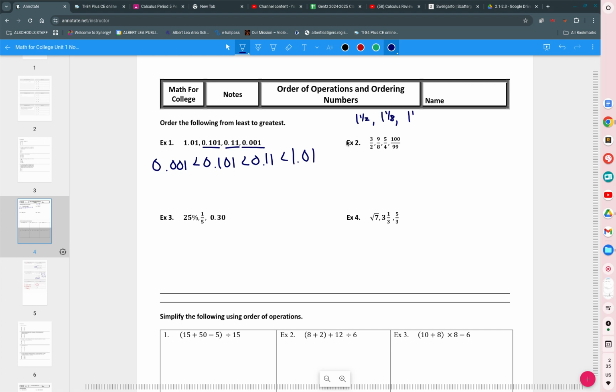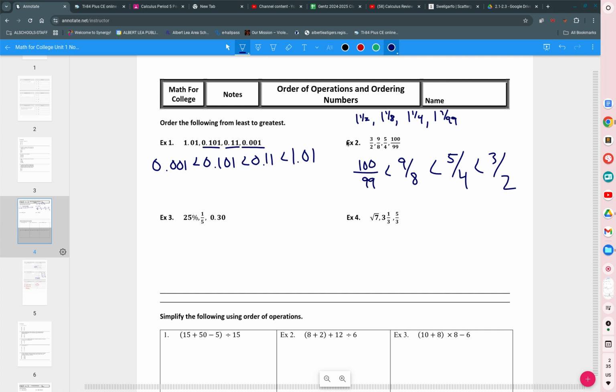5/4 is the same as 1 1/4. And 100 over 99 is the same as 1 1/99. So when you express it as a mixed number, it becomes easier to determine what's bigger and what's smaller. And so that's really what the question is asking within the practice test. It's asking you to understand how to convert it back and forth, and to be able to do it relatively quickly. So that's our order from least to greatest.